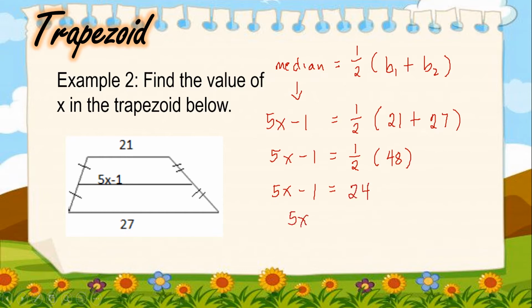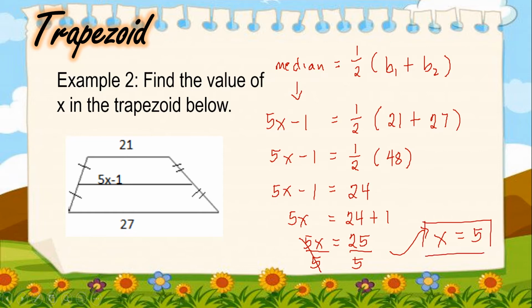Solving for x, we have 5x is equal to 24 plus 1. 5x is equal to 25. Divide both sides by 5. Therefore, the value of x is equal to 5.